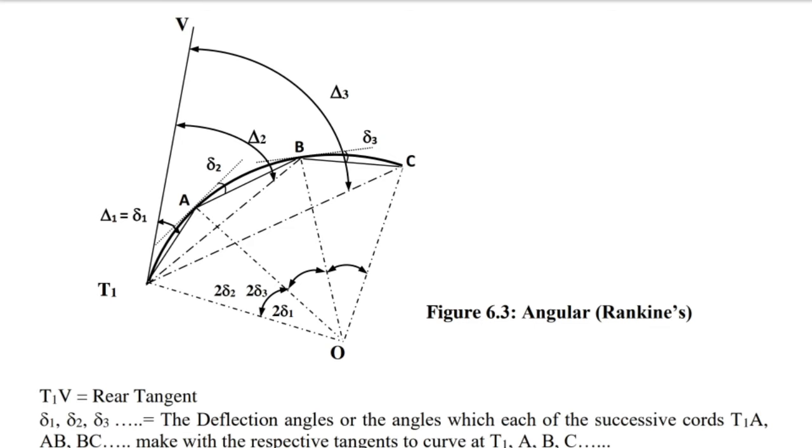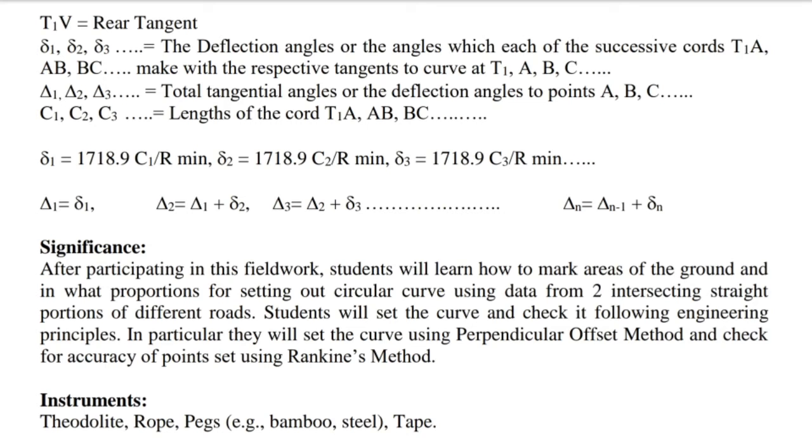Figure 6.3 shows you angular Rankine's method. T1V is equal to rear tangent. Delta 1, delta 2, delta 3 is equal to the deflection angles or the angles which each of the successive chords T1A, AB, BC make with the respective tangents to the curve at T1A, B, C. Del 1, del 2, del 3 is equal to total tangential angles or the deflection angles to points A, B, C. C1, C2, C3 is equal to lengths of chord T1A, AB, BC.